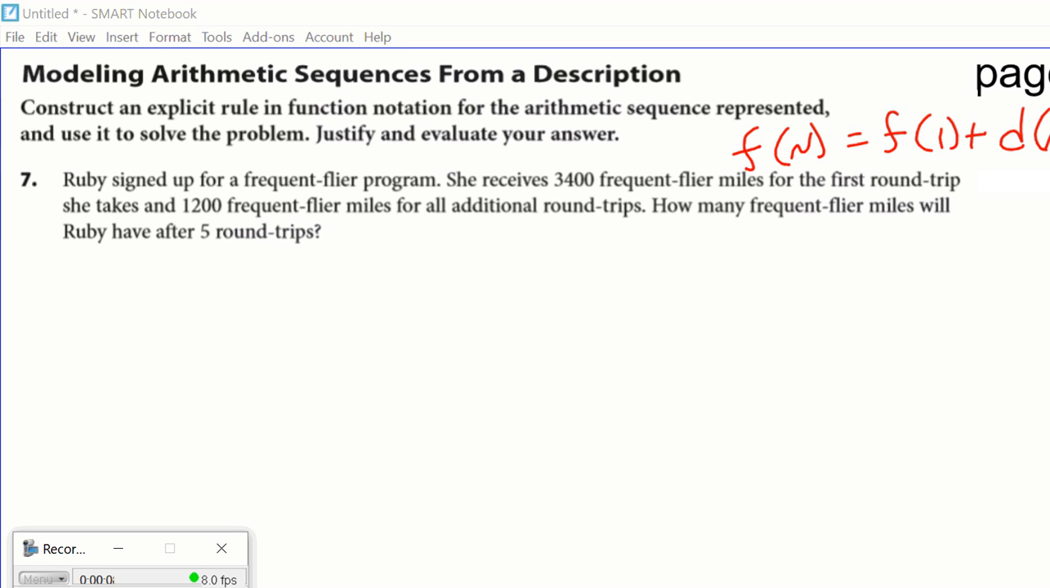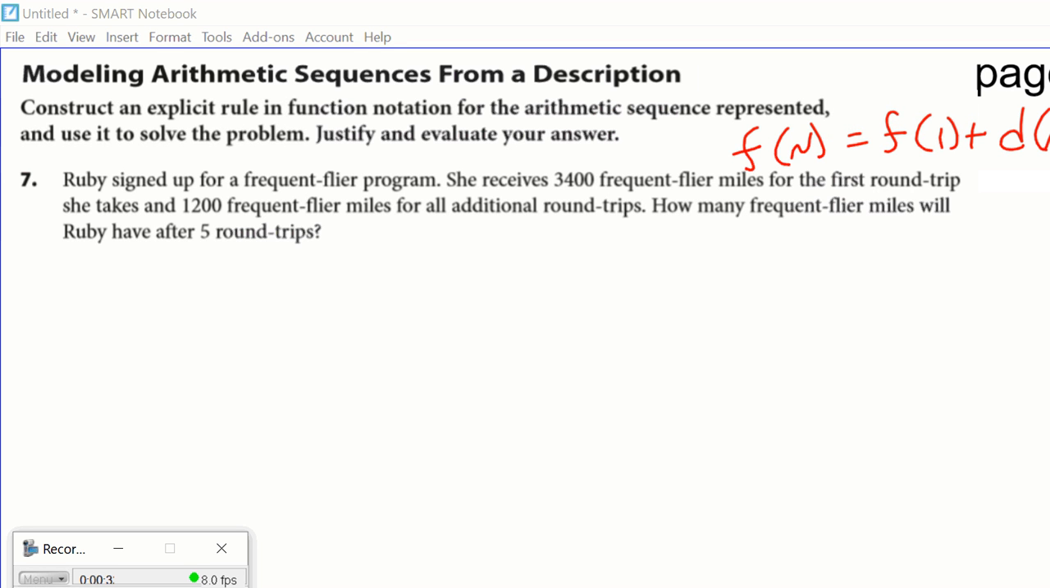So let's begin. It says here to construct an explicit rule in function notation for the arithmetic sequence represented and use it to solve a problem. Justify and evaluate your answer. So we've got the rule for the explicit rules here. And what we want to do is take that and plug in the two things we need to know, the first term and the common difference.